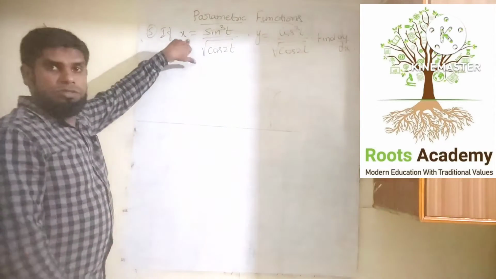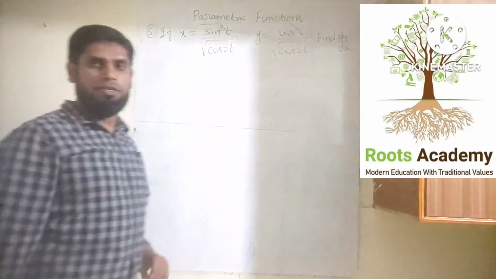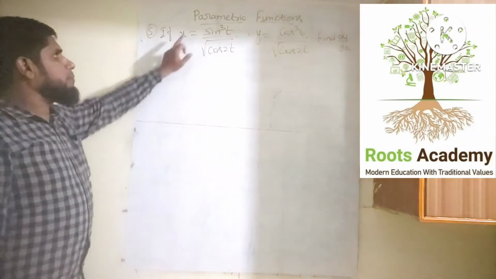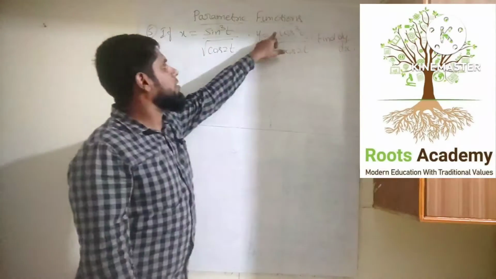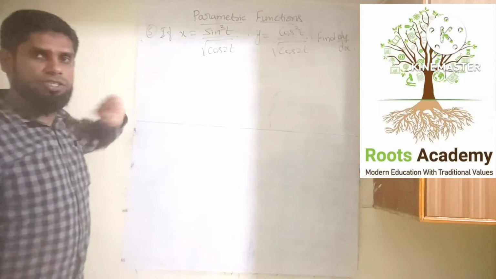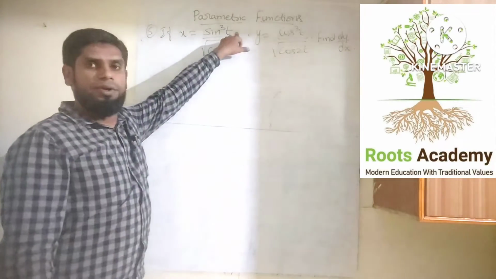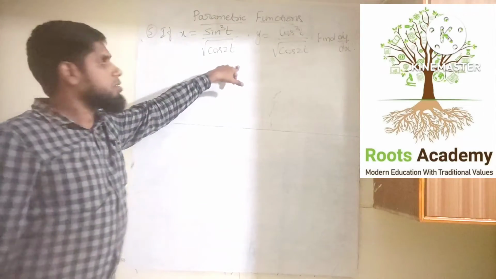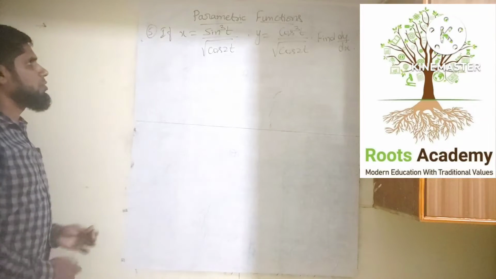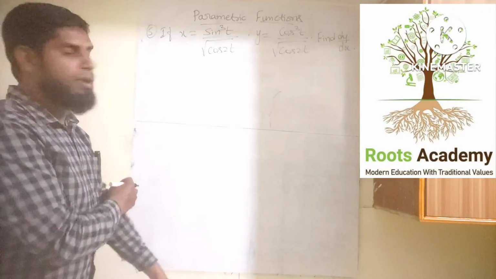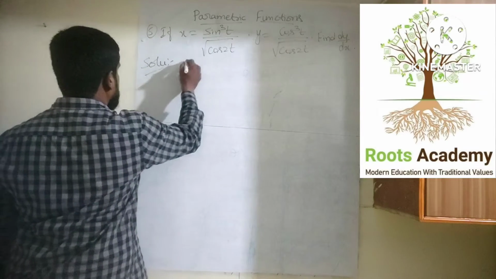Okay, so here the two functions are dependent on t. So t is a parameter, and in both the functions it is of the form u by v, that is, a rational function. So if you want to differentiate x with respect to t, we must use the quotient rule. Same thing for y with respect to t also. So let us start differentiating one by one. Solution.